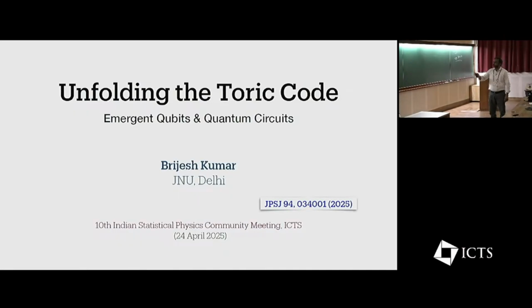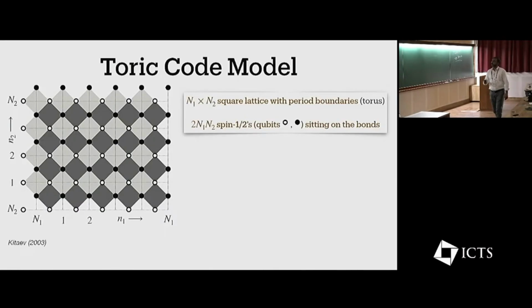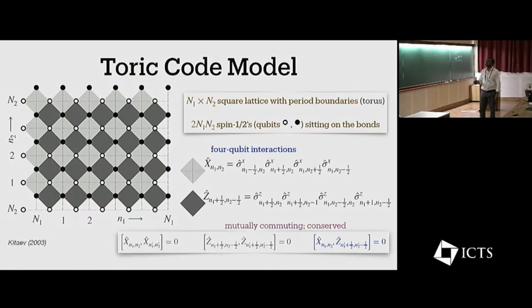Okay, this is the paper. If you want, you can see the details. The Toric code model is basically a square lattice with periodic boundary conditions. And what you have sitting on the bonds are these qubits. You can call them quantum spin halves. They are given to interact by 4 qubit interactions, not the usual pairwise interactions.